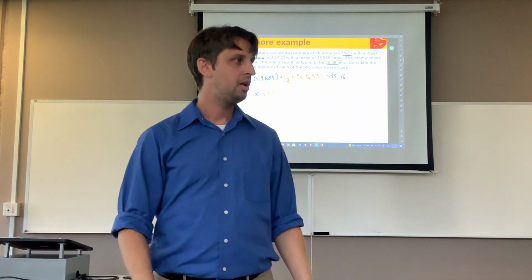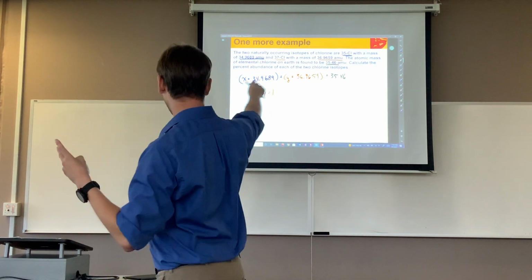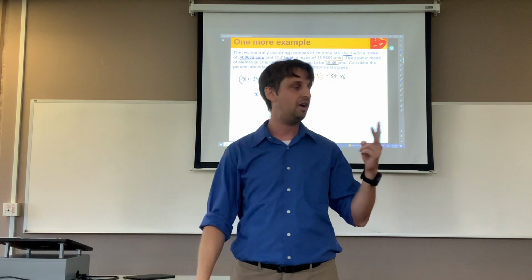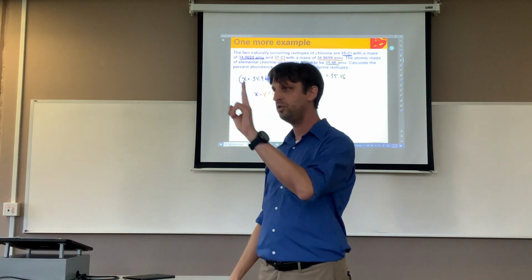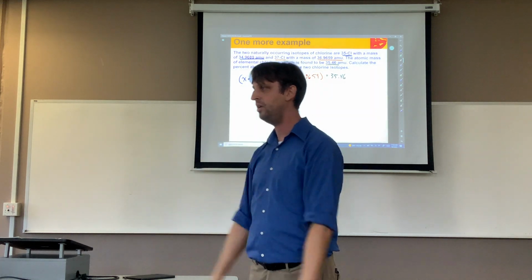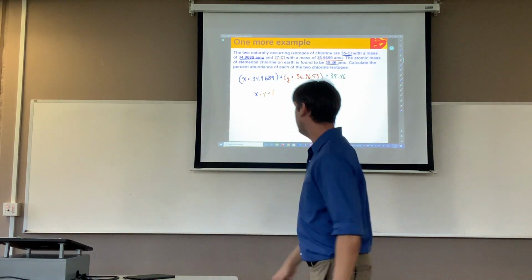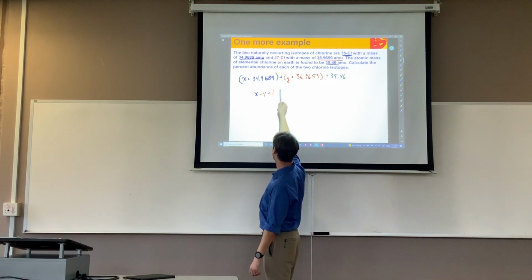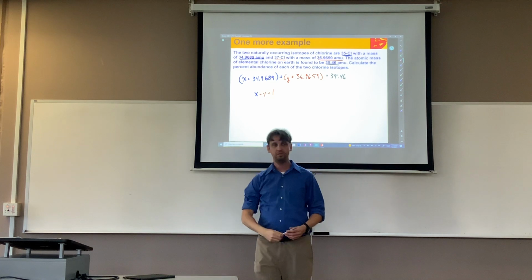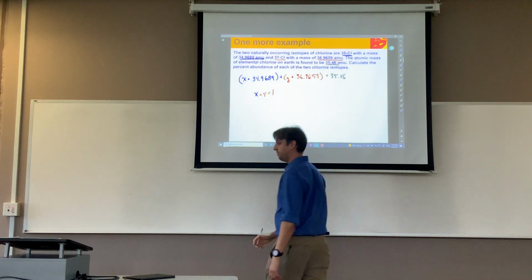Got it? So now we have two equations. X plus Y equals 1, and X times the first mass plus Y times the second mass is equal to 35.46. Two variables, two equations. Can you guys solve this now? Yes. What do you need to do? You need to either solve X in terms of Y or Y in terms of X. Either way is fine, as long as you're paying attention to what you're doing. Okay?